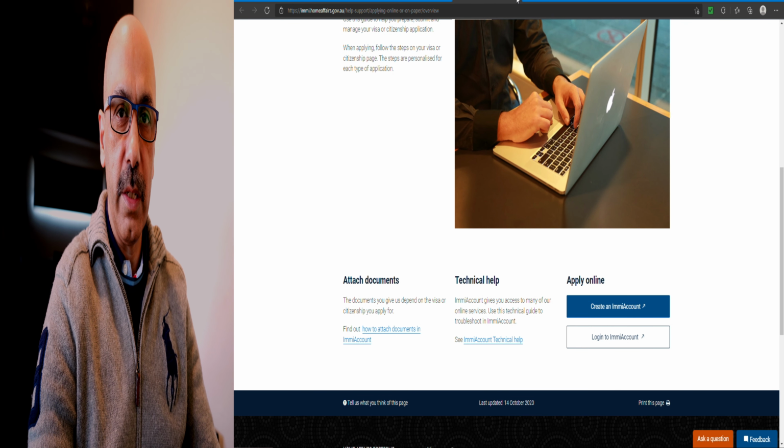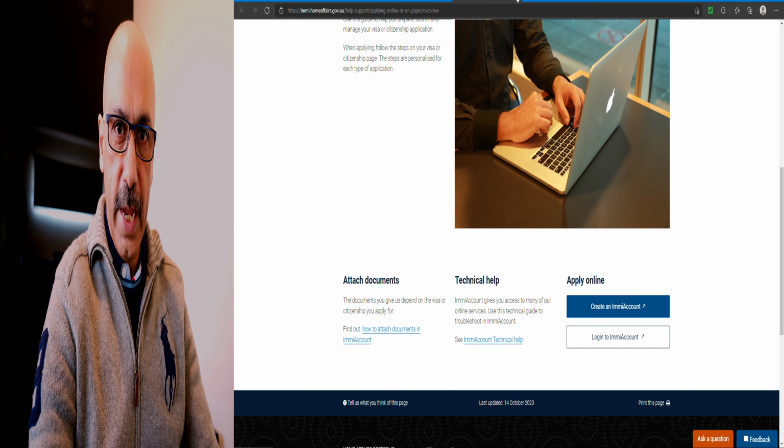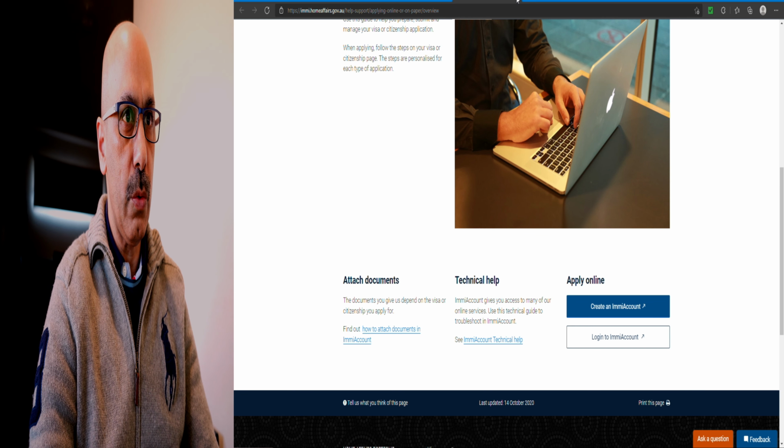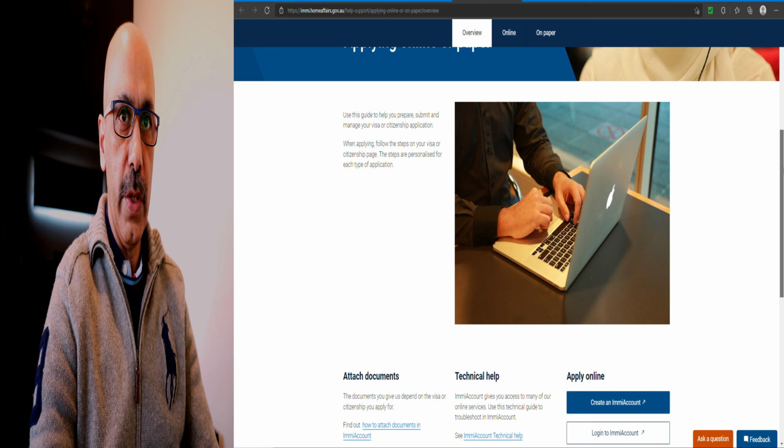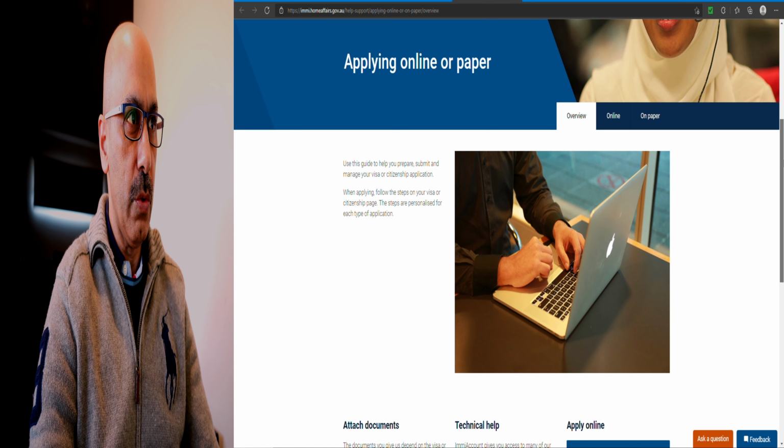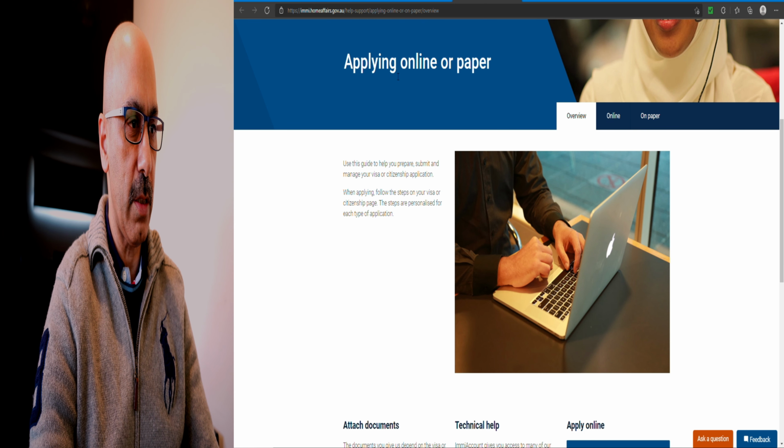IMI account is that if you apply for any visa online, you need to register with this IMI account. So use this guide to help you prepare, submit, manage your visa or citizenship application. When applying, follow the steps on your visa or citizenship page. The steps are personalized for each type.